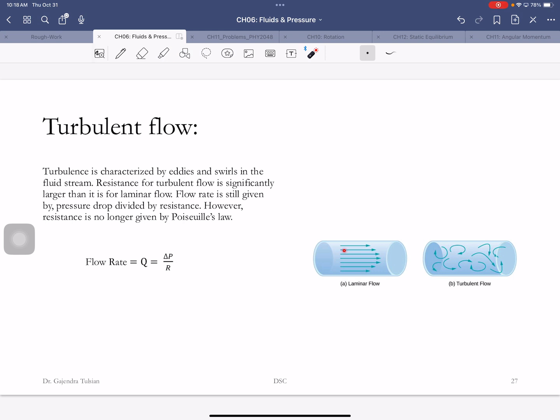This is called laminar flow, and this is called turbulent flow. When the flow gets turbulent, the resistance increases. So if in your blood vessels you have turbulent flow, the resistance is increased and the flow rate has decreased. So if you want to maintain a flow rate, then you have to increase the pressure. Your heart has to work harder.